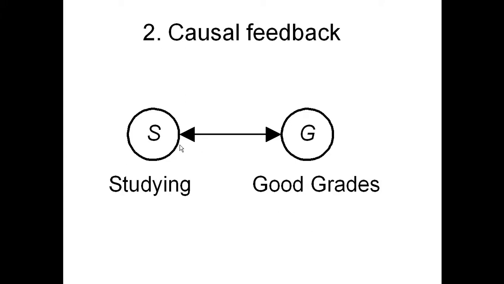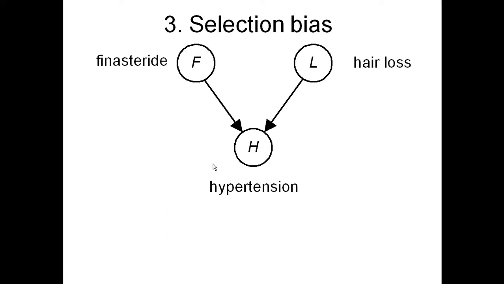Causal feedback. Bayesian networks in general assume a direction, all right, and there are some variables that have feedback. A classic example is studying. If you study hard, you're more likely to get good grades, and good grades will encourage you to study harder.